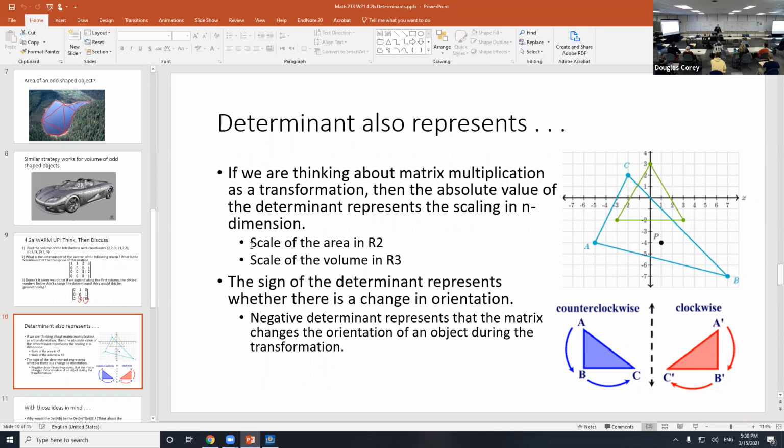So over here, if I've got a matrix that transforms this green triangle into the blue triangle, then about what would the determinant of that matrix be? How much does the area of the green get scaled to the blue? Talk to your neighbor. Think about it, just approximate it here.